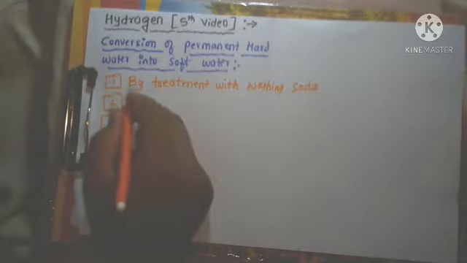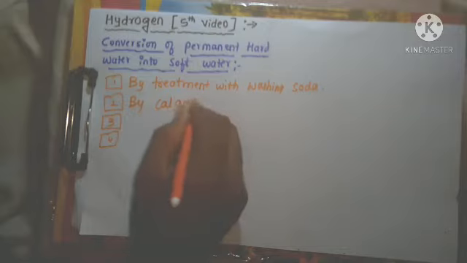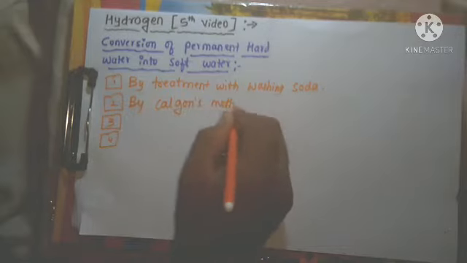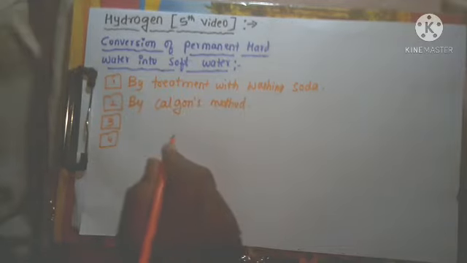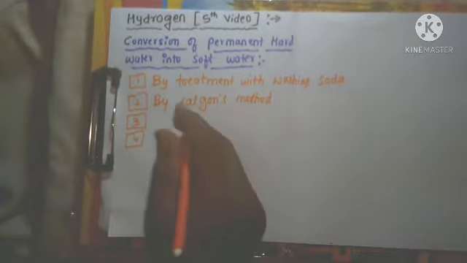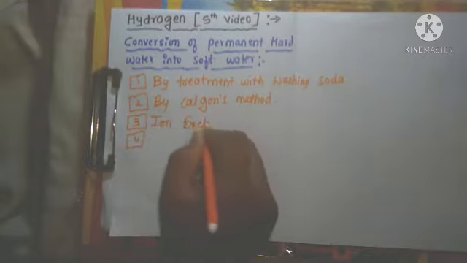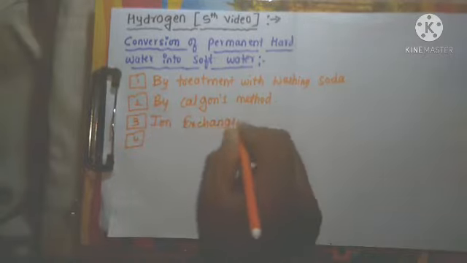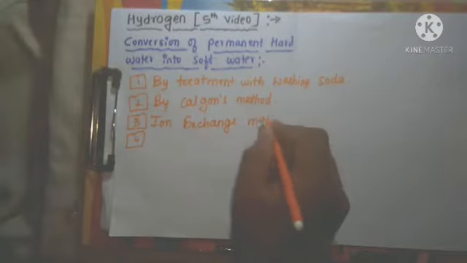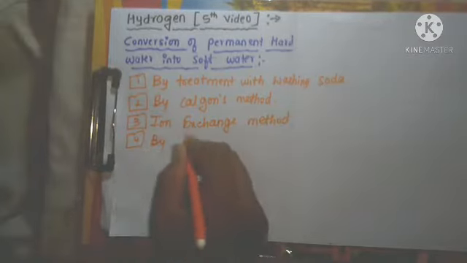Second method is by Calgon's method. Next, third one is the ion exchange method. What it means, I will explain later. Just write on heading, ion exchange method. And the last one is by synthetic resin method.